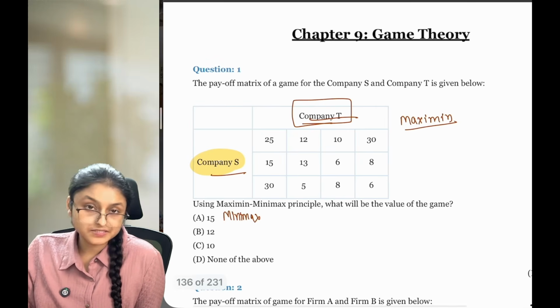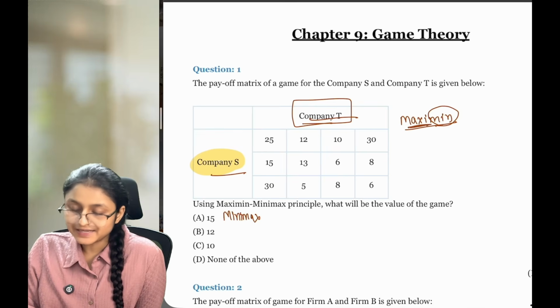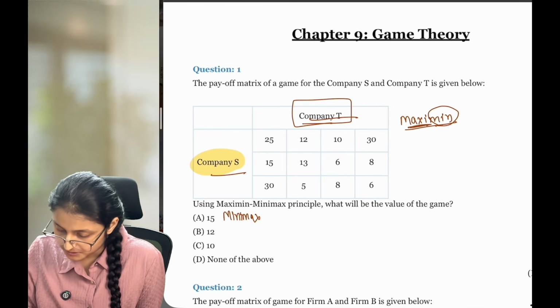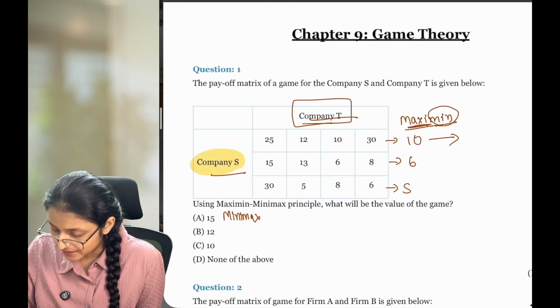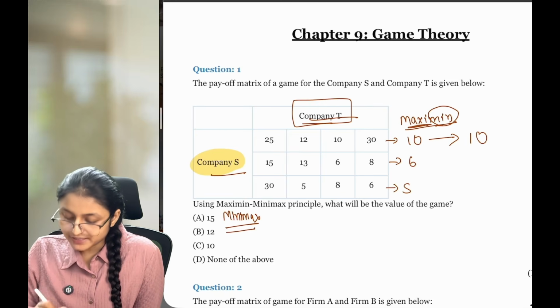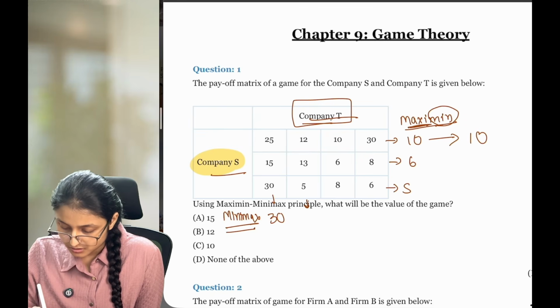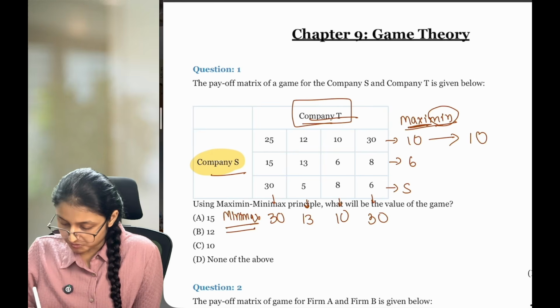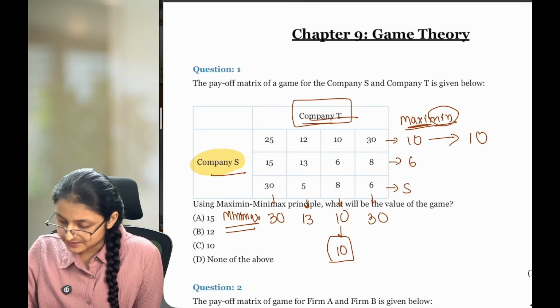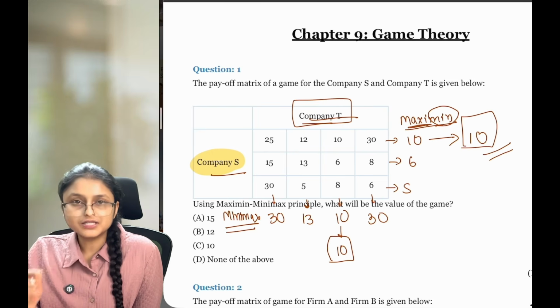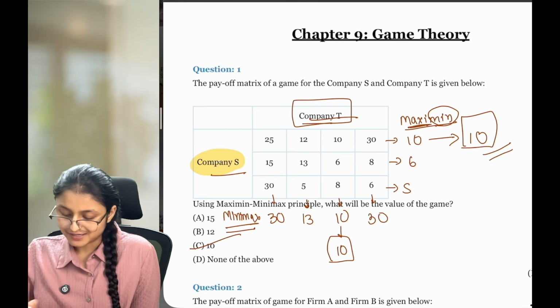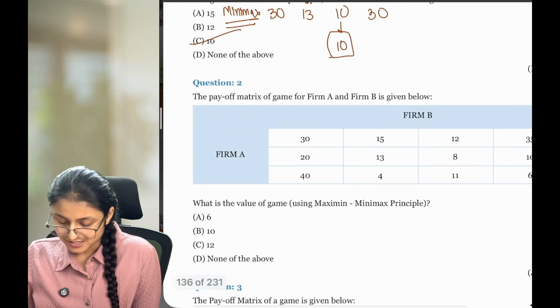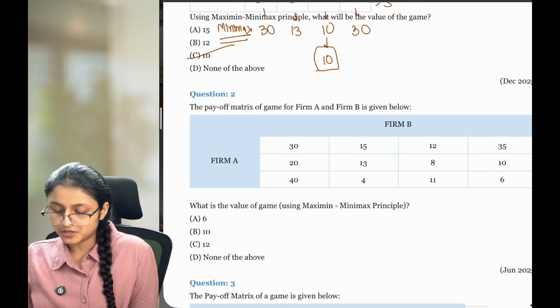How to calculate maximin? First calculate the minimum and then take the maximum of it. So what is the minimum here? 10, 6 and 5. Then take the maximum which is 10. For calculating minimax, you're first going to take the maximum which is 13, 13, 10 and 30 and then calculate the minimum of it which is 10. So as your maximin and minimax is exactly equal, that becomes your value of the game here and that is equal to 10.